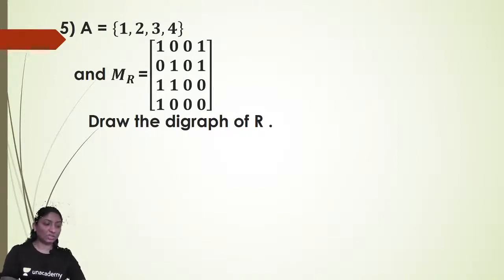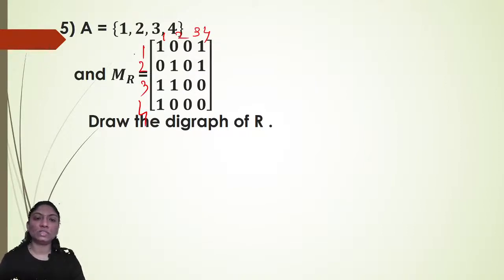Now, suppose here A is equal to {1, 2, 3, 4} and matrix MR is given. Then draw the diagram. In matrix MR, the entry is 1 when both the elements are related. Right? So MR is given. It means 1 is related to 1. We can write down R first.